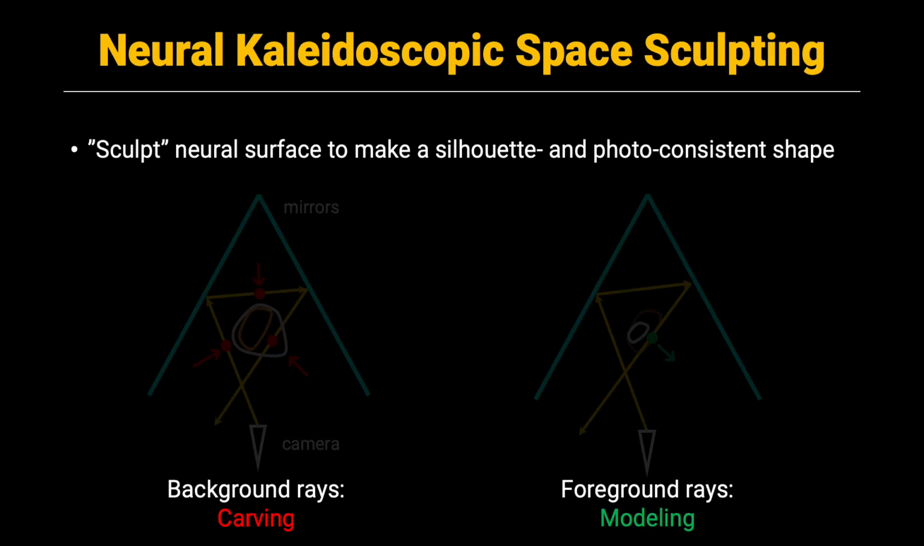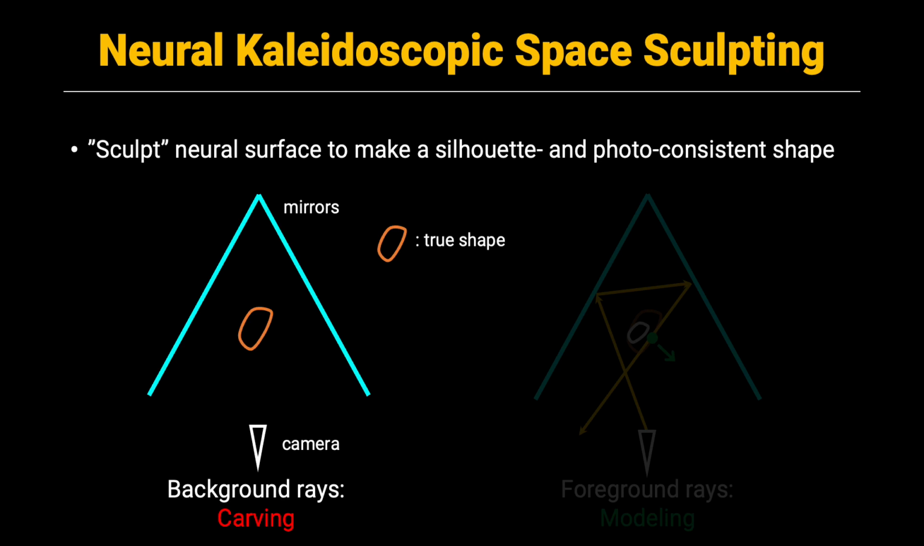To solve this problem, we propose a neural kaleidoscopic space sculpting method that sculpts a neural surface to make a silhouette-consistent and photo-consistent shape. It avoids the need to explicitly estimate labels by carefully using the silhouette and texture information to carve and model the space.